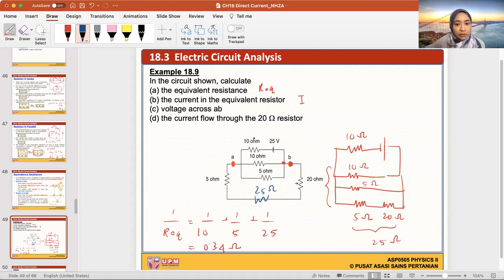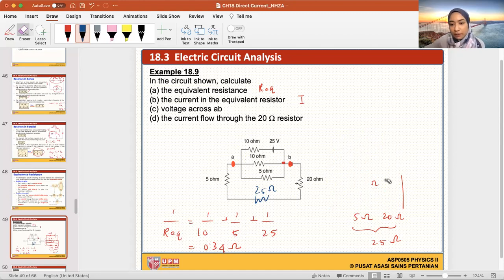Is it in parallel with the 10 over here? No, it's not in parallel. Why? Because the A is connected here, but the B is not reaching the 10 ohm here. It's reaching a battery, so it's not in parallel. That is why I am not adding it to this equation. So the answer is 0.34. Now let's redraw that.